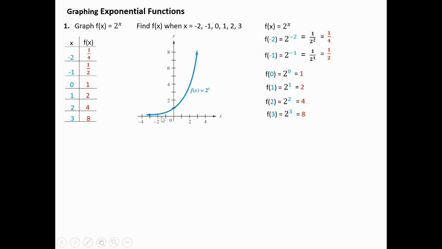Then when x is -1, it means that I'm going to cut this unit from 0 to 1 into 2 places, in half, so that's 1/2. And when x is 0, y is 1. When x is 1, y is 2. When x is 2, y is 4. And when x is 3, y will be 8.